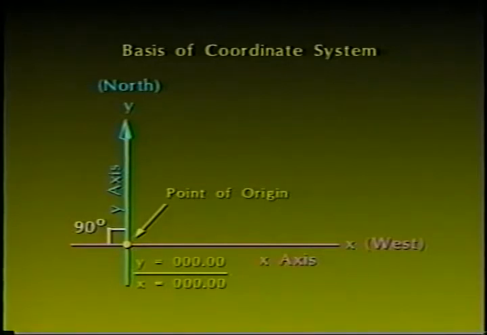The point of origin of all systems should be located far enough to the west and south and assigned this value. This assures that all points in the system will be located in the northeast quadrant of the system and have positive coordinate values. Coordinate systems may be a simple plane system, such as we will be discussing for the next few minutes, or can be a very complex statewide system, such as the California Coordinate System of 1983 that will be discussed in a later video unit.